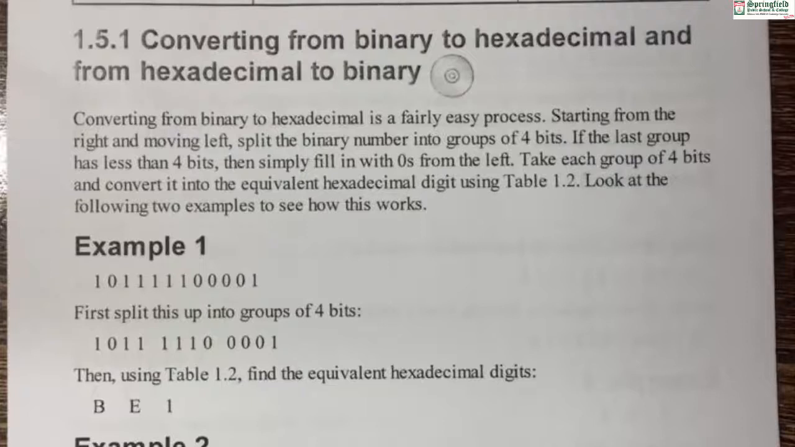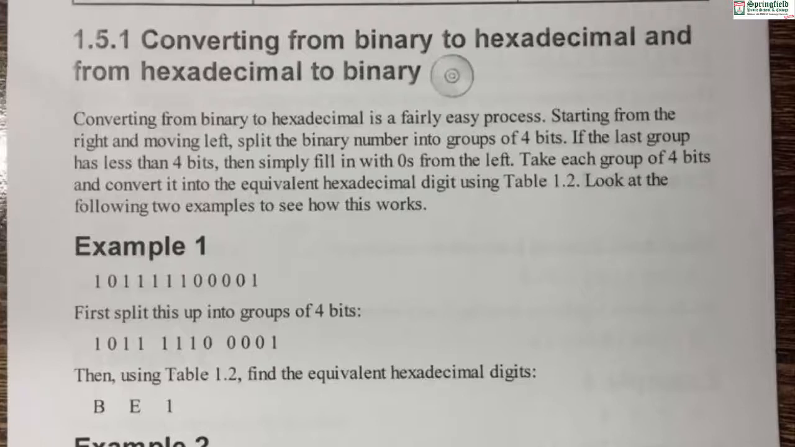Converting from binary to hexadecimal is a fairly easy process, starting from the right and moving left. Split the binary number into groups of 4 bits, and if the last group has less than 4 bits, then simply fill in with zeros from the left. Take each group of 4 bits and convert it into the equal hexadecimal digit using Table 1.2.